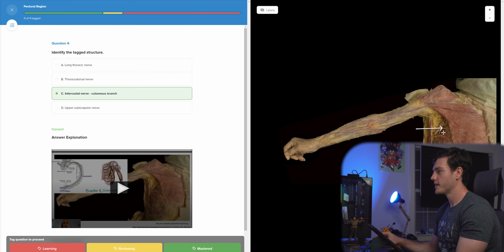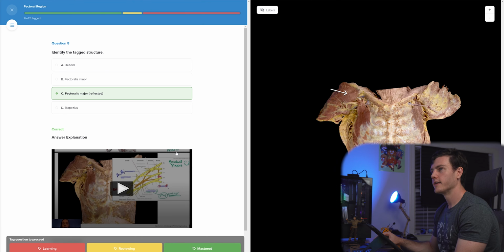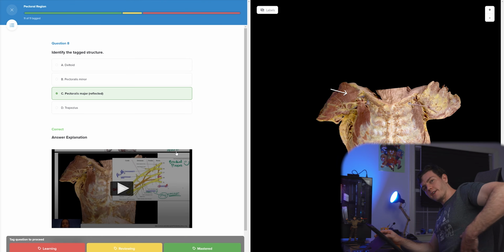This one was an educated guess, but we still got it right. It looks like it's an intercostal nerve, and it indeed was an intercostal nerve, but let's say we're just learning that one because we didn't know it for sure. Serratus anterior, we're pretty sure about that. It's pretty easy to identify anatomically. Your serratus anterior right here, by the way.